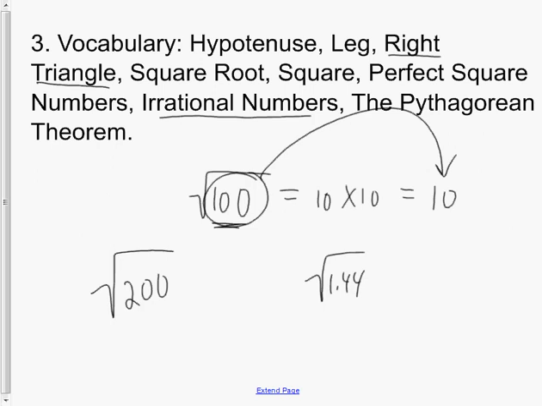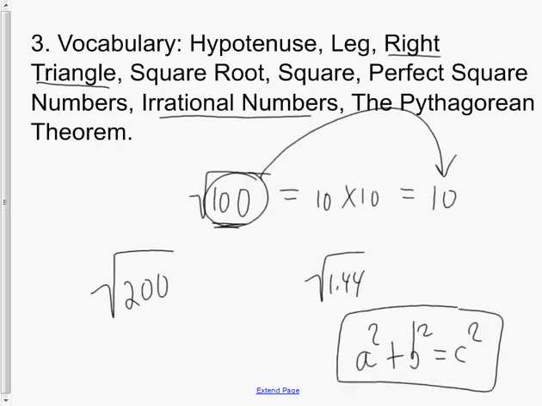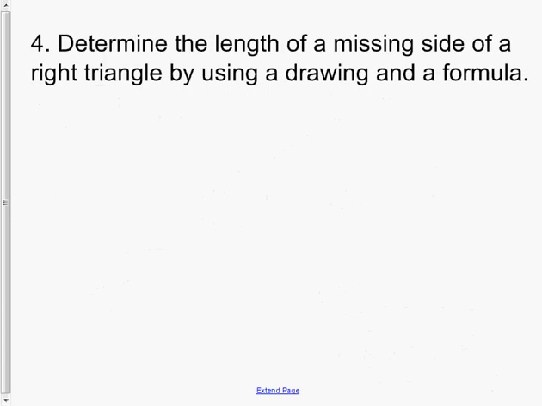And finally, the Pythagorean theorem: the area of the squares attached to the legs of a right triangle will always equal the area of the square attached to the hypotenuse. And we call it the Pythagorean theorem, or a squared plus b squared equals c squared. The fourth thing you should be able to do is determine the length of any missing side of a right triangle by using a drawing and a formula.